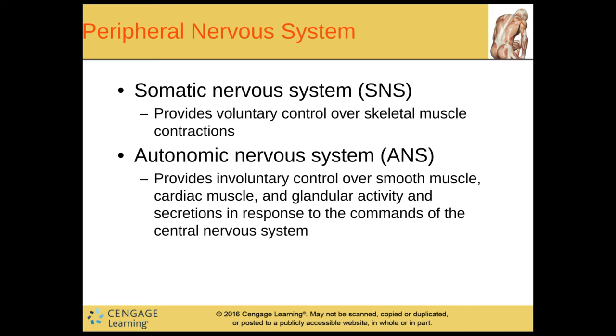The somatic nervous system provides voluntary control over skeletal muscle contractions. And this autonomic nervous system, or ANS, provides involuntary control over smooth muscle, cardiac muscle, glandular activity, and secretions in response to the commands of the central nervous system. So again, voluntary, meaning that you have control over it, right? It's something that you do. And then involuntary, meaning that it's something that happens, but you don't necessarily have control over it.